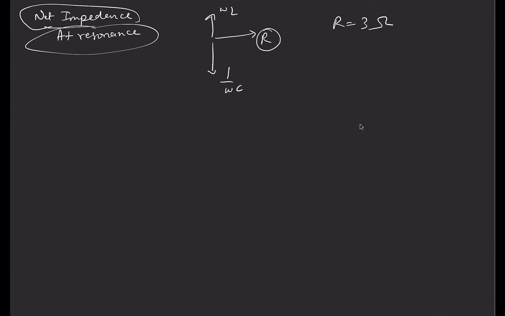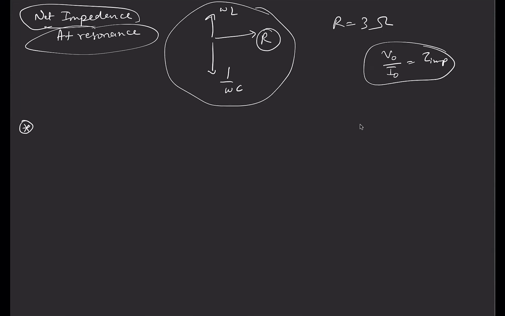So net impedance is basically the resultant of these three things. So at resonance R is equal to 3 ohm, because whatever the resultant of this is, that would be the relation between V naught divided by I naught, which is equal to net impedance, because we use the resultant to calculate the Z, and basically V naught is equal to I naught Z. So whatever is the resultant of this is known as impedance. So we have found the impedance at the resonance condition.